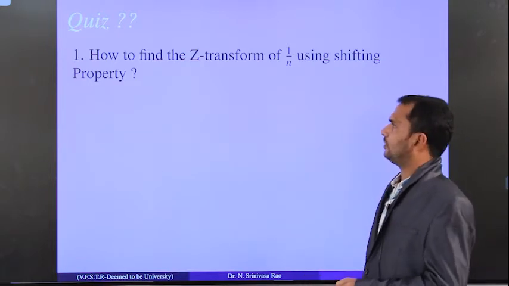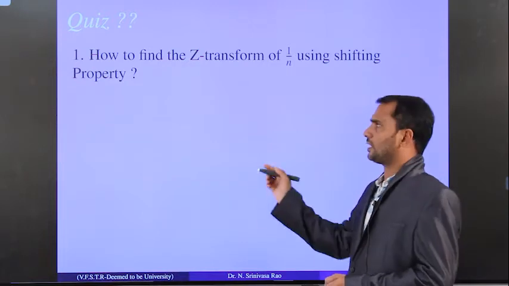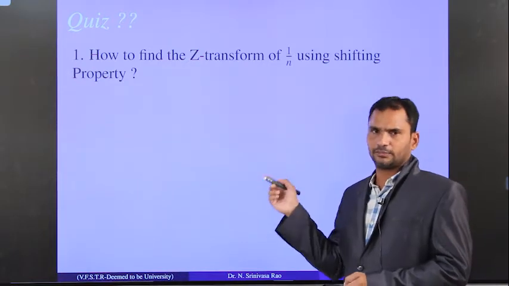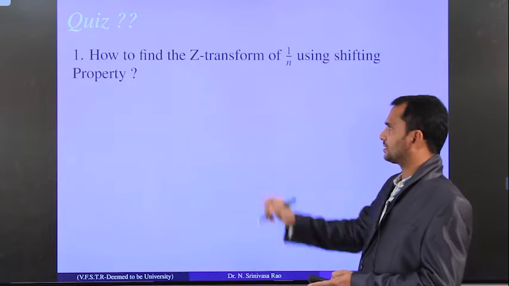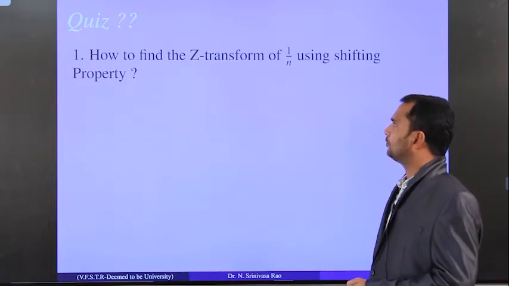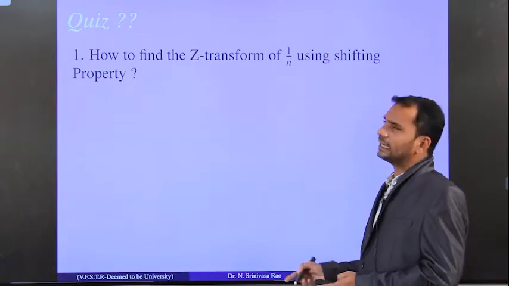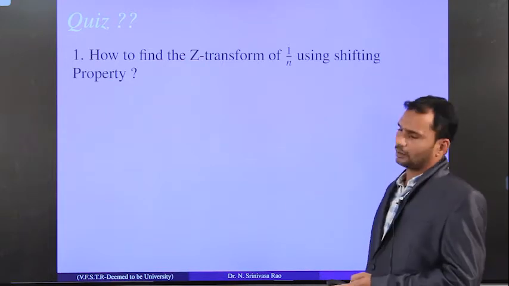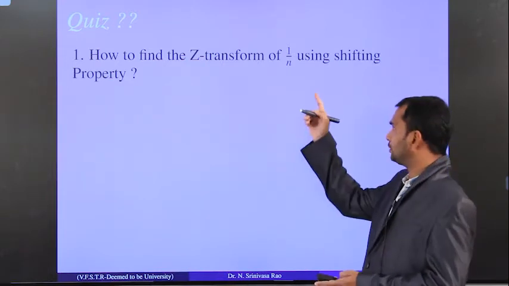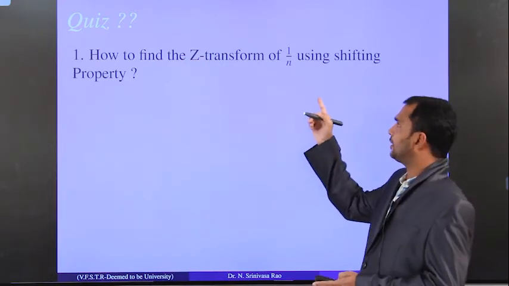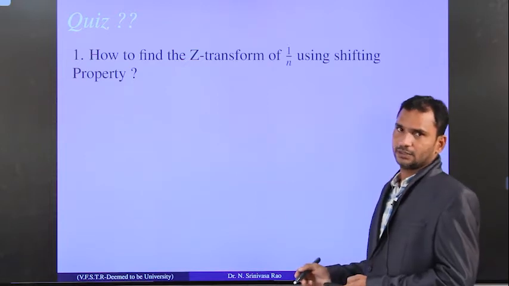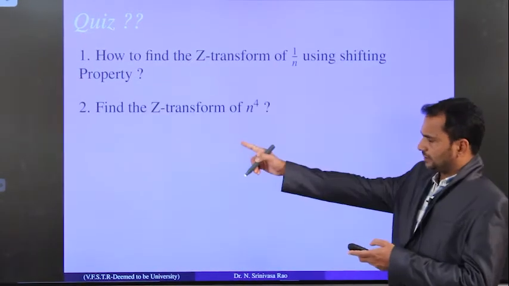Okay, so first one is, you just try to solve, otherwise you can contact me at any time, so I will give the answers. So first one is, how to find the Z transform of 1 by n using shifting property. Okay, so not by using definition, by using shifting property. Okay, so now listen to the second one.